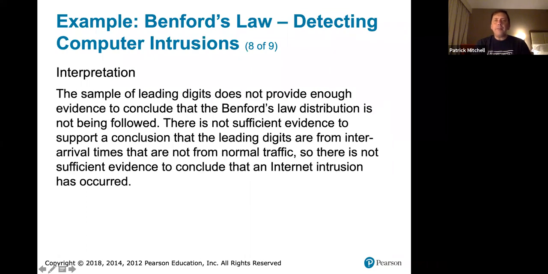The sample of leading digits does not provide enough evidence to conclude that the Benford's law distribution is not being followed. There is not sufficient evidence to support a conclusion that the leading digits are from inter-arrival times that are not from normal traffic. So there is not sufficient evidence to conclude that an internet intrusion has occurred. That's what Benford's law is used to measure.